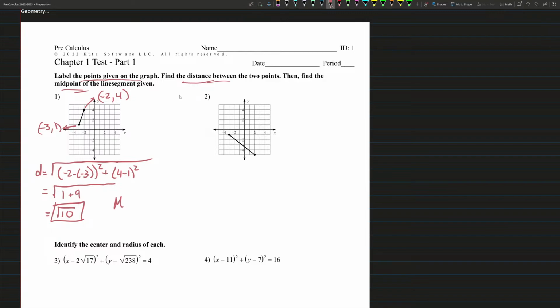Midpoint, this is the average of the x's, so (-2 plus -3) over 2, comma, average of y's, so (4 plus 1) divided by 2. So -5 halves and 5 halves should be your answer.